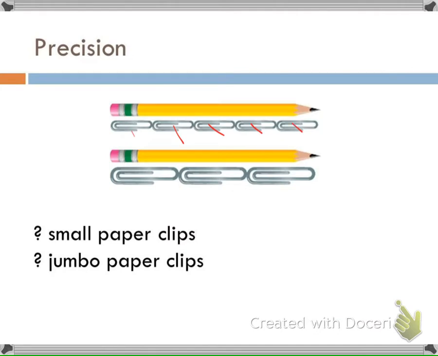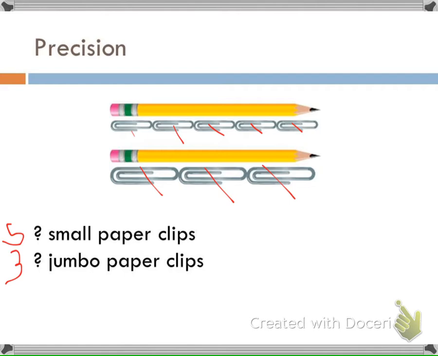Now, when we look at precision, we're going to measure this pencil using 5 paper clips. Now, these 5 paper clips, they're small, so we measured them with the 4 paper clips. Now let's look at the big paper clips. We've got 1, 2, 3 big paper clips. So here it took 5 small, or if we're measuring them with a different device, 3 paper clips.